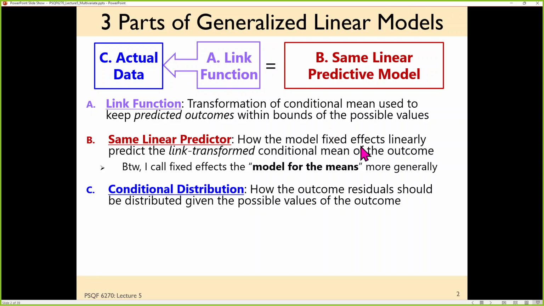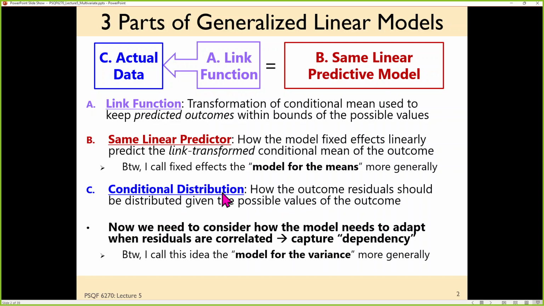So you're going to hear me start to change my terminology, and I try to watch this, but it's instinctive. You will hear me say model for the means sometimes to refer to the linear predictor and the fixed effects. Up to this point, whenever we're talking about variance, it was related to conditional distribution. But now we're adding a different feature. How should the residuals from the same sampling unit get to be related? That's the extra concern that we have to address when we have more than one outcome per sampling unit.